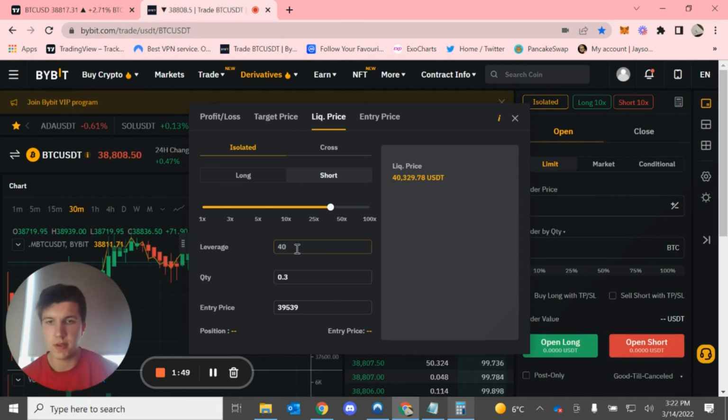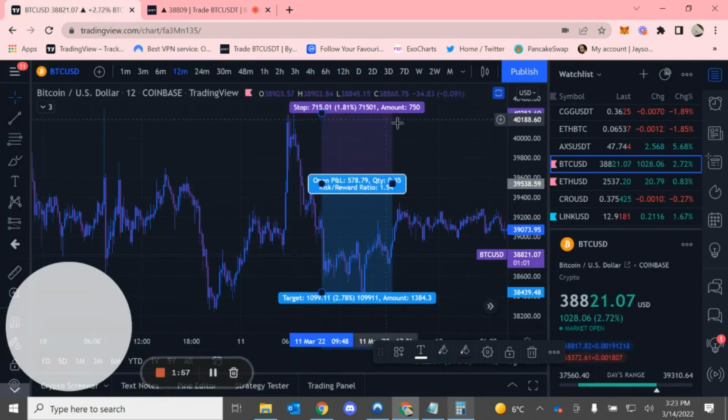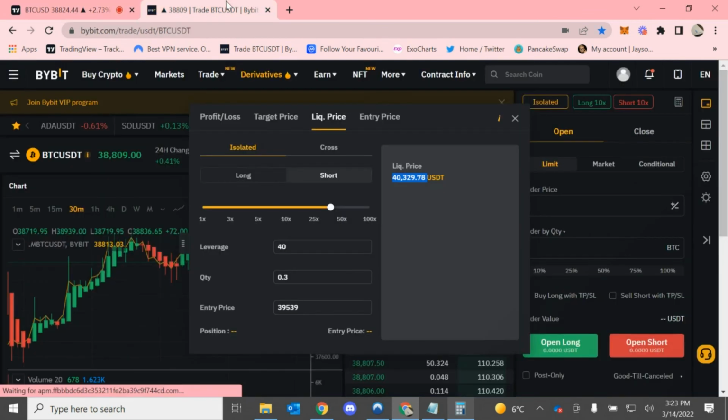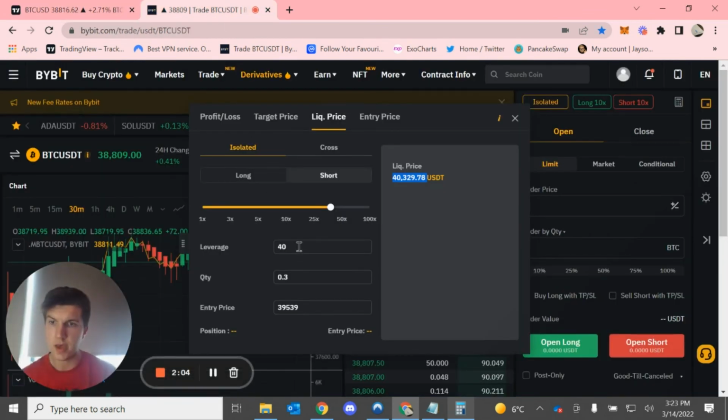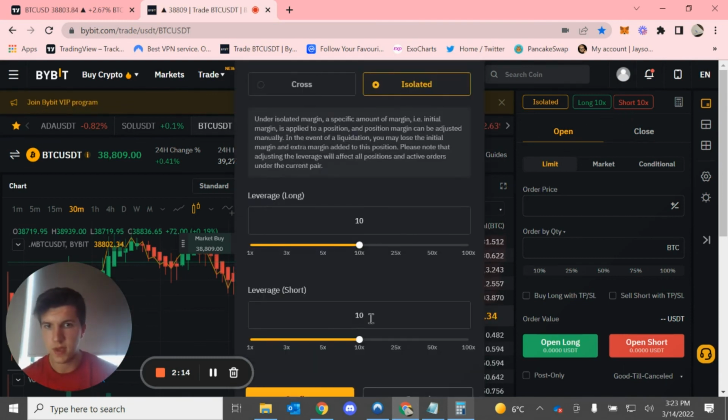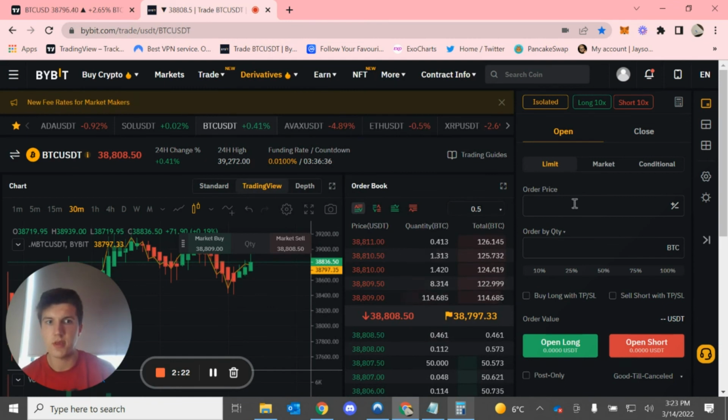And so I'm going to put in 40x leverage, and we're going to get this liquidation price. And let's see if that is higher than our stop loss, which it is. And so I'm going to use 40x leverage for this short in this example. And so we keep that in mind, and then we go to the short tab right here, and then we just type in 40. I'm going to change that back to 10, but type in 40, and then we just enter in how we would normally.